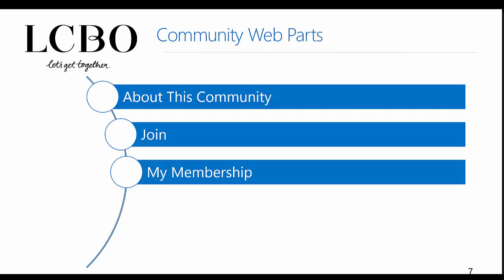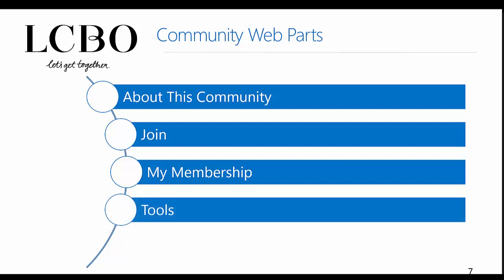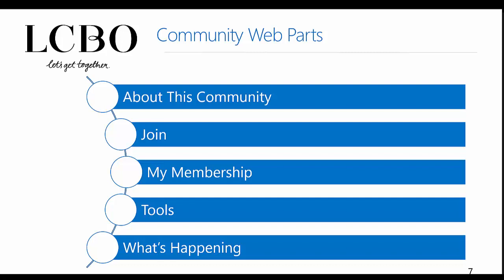My membership. This web part can be added to the community site or any site that has community features enabled. It shows the currently logged in user all the information about their own participation within that community. Tools. These are really a web part that is for community administrators. And then there's the What's Happening web part. This web part shows information about the current community, the number of members, number of discussions, and replies.